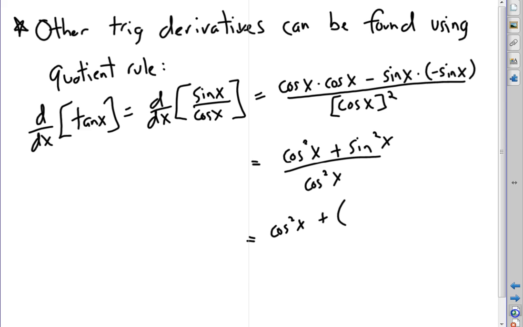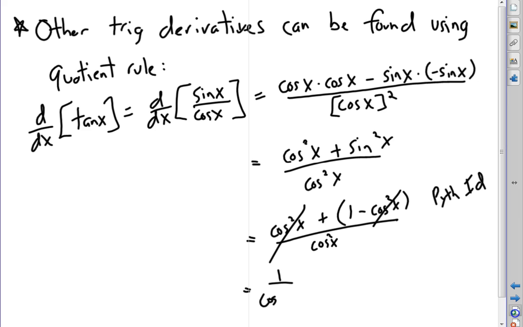But I guess I decided to make life difficult for myself, and I substituted 1 minus cosine squared, which is the same thing. It's a Pythagorean identity, but whatever. It cancels out the cosine squared. You get 1 over cosine squared x, which, as we all know, is secant squared, because 1 over cosine times 1 over cosine is secant squared. So that's the derivative of tangent.